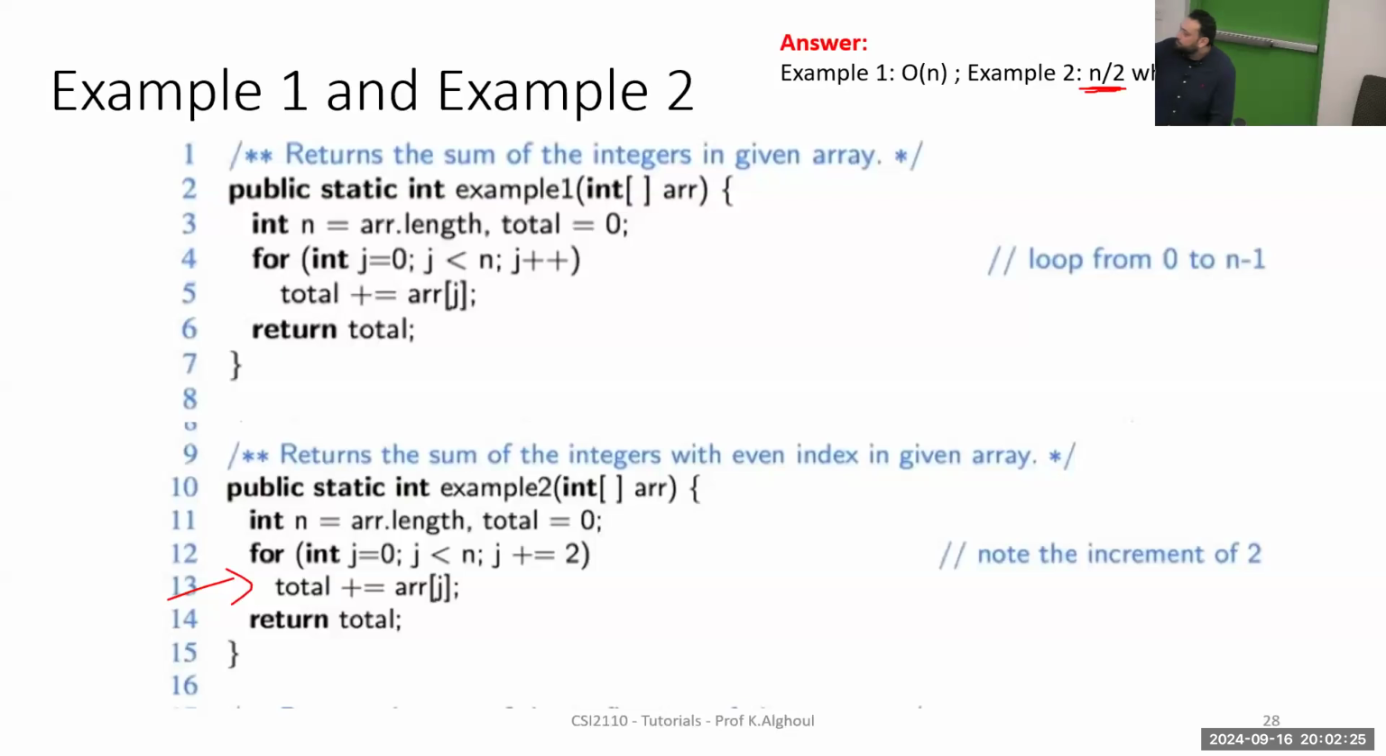Now if I'm doing j plus equal to 2, how am I going to do it? 0, 2, 5 steps. So that means it's going to take n over 2, 10 over 2, it's 5. So half the time, but still not logarithmic. It's just half the time. Yes. Well, we still have to skip because array.length is still here.